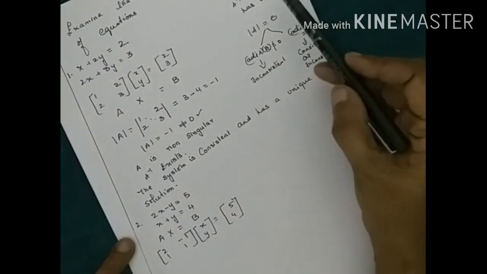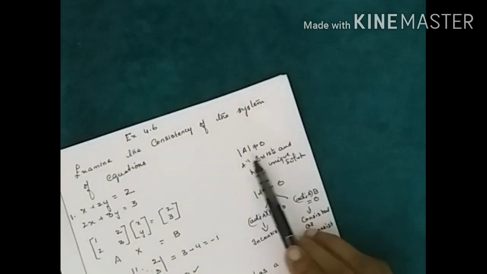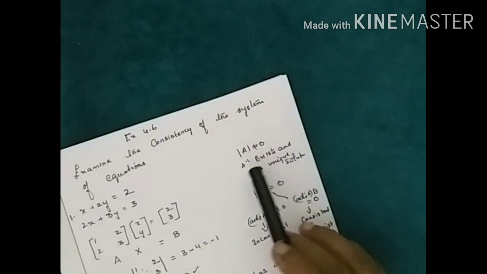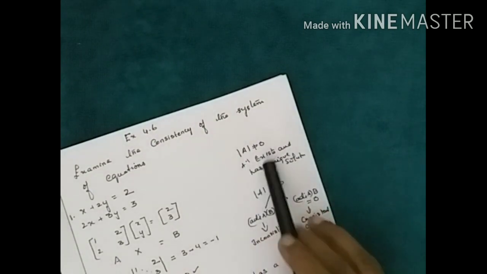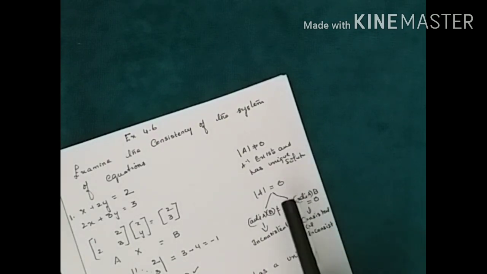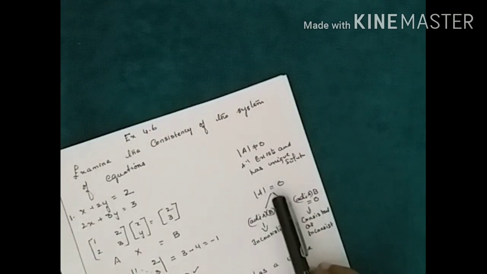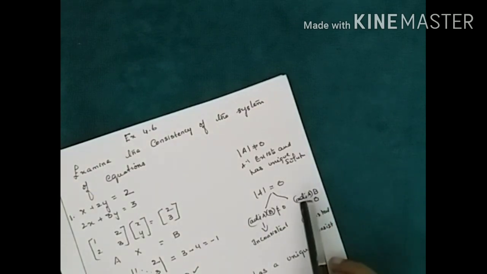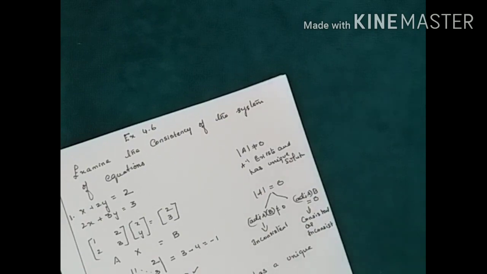So please listen here. We have to find the determinant of A. If it is not equal to 0, then A inverse exists and the system has a unique solution. This we have to remember. If determinant of A is equal to 0, then we have to go one more step, that is adjoint of A into B we have to find. If it is not equal to 0, then inconsistent. If adjoint of A into B is equal to 0, consistent, or it may be inconsistent also. Okay, so remember that.